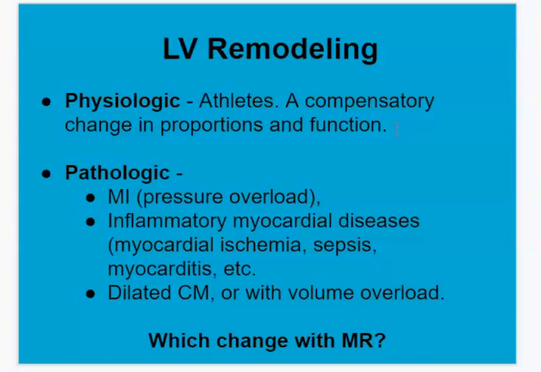Like if the walls thicken in an athlete, then the ventricle will also enlarge, which stays relative to the size of the heart, whereas in hypertension, the walls just thicken and the heart actually gets smaller because the wall thickens. The heart isn't enlarging. The pathologic pathway, however, pressure overload due to an infarction, inflammatory myocardial diseases of some sort, which are listed here, dilated CM, some sort of volume overload is going to cause the LV to remodel.